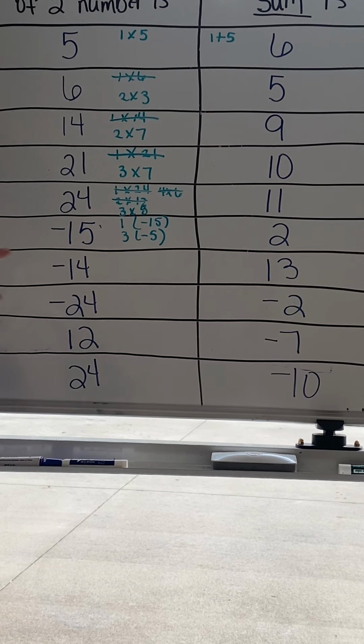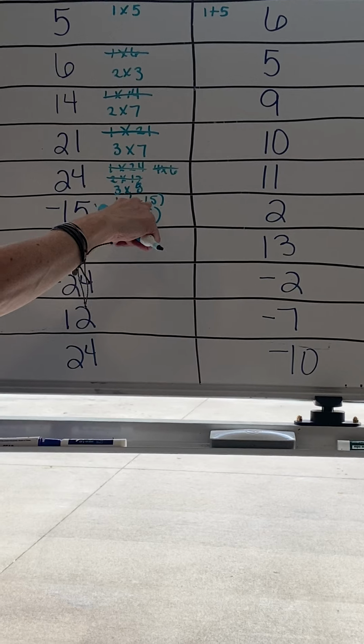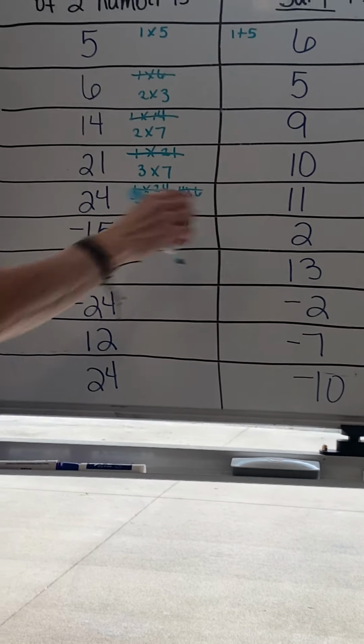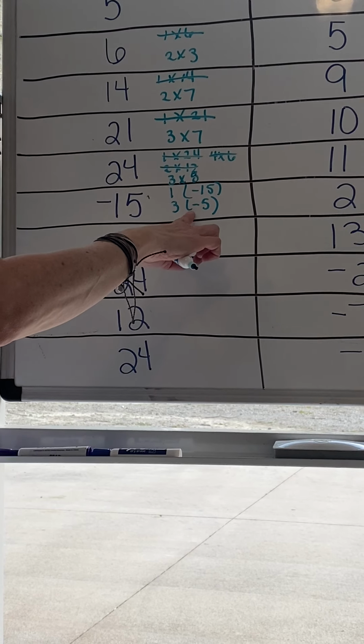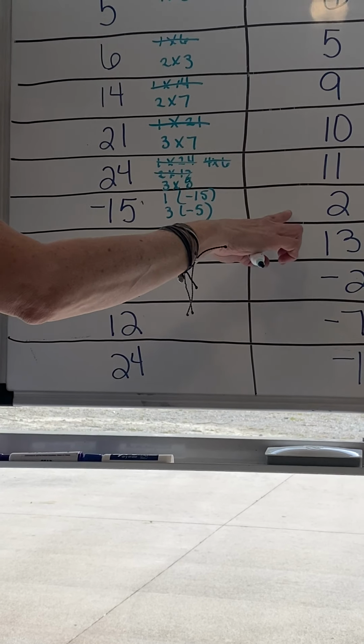So I want you to think about, obviously, 1 and 15 in no way, shape, or form is going to get me to 2. But when you add 3 and negative 5 together, that gives you a negative 2.